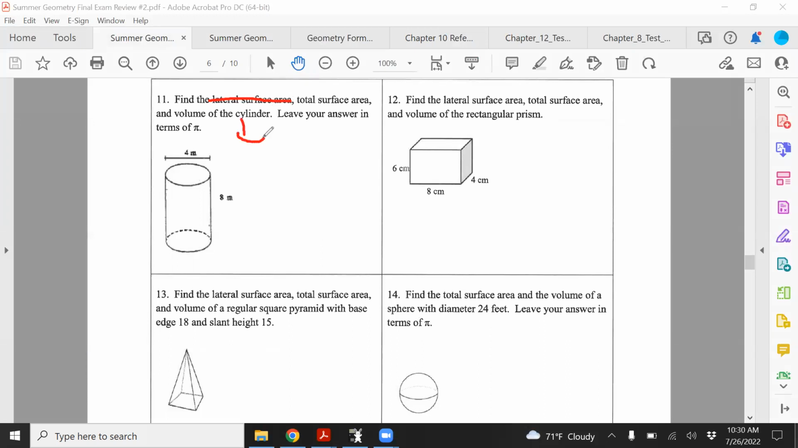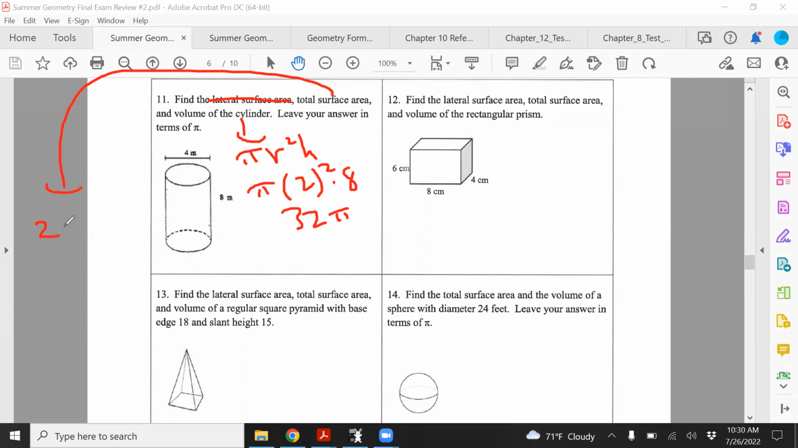So volume of a cylinder is pi r squared h. So pi times 2 squared times 8, that's 32 pi. Surface area is going to be 2 pi r squared plus 2 pi r h. So you get 8 pi.